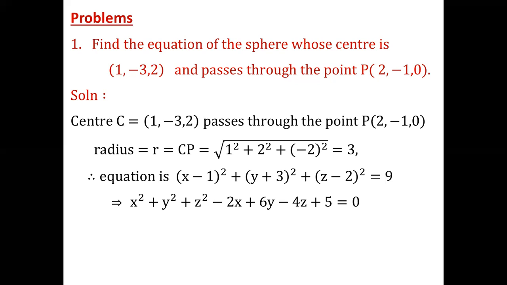Substitute the center and the radius of the sphere in the form (x minus alpha) whole square plus (y minus beta) whole square plus (z minus gamma) whole square equals r square. Here alpha, beta, gamma is (1, -3, 2), that is the center, and the radius is 3. Substitute in the equation, and on simplification, you are going to get the required equation of the sphere as x square plus y square plus z square minus 2x plus 6y minus 4z plus 5 equal to 0.